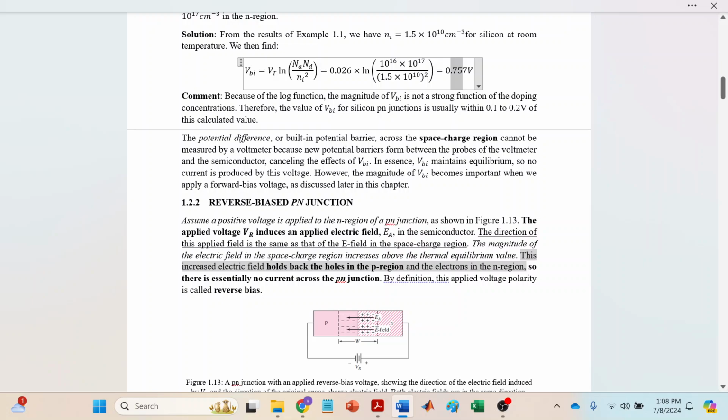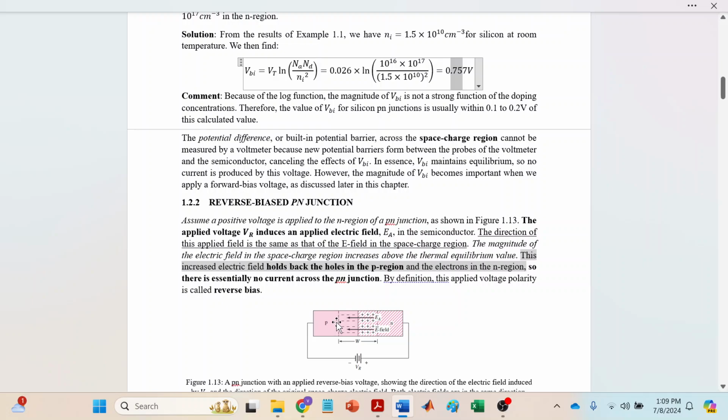This applied voltage is going to induce an applied electric field. Note that this applied electric field is different from the one that has already been induced as a result of the space charge region. It's another one entirely, and its direction is the same as that induced by the space charge region. The magnitude of the electric field in the space charge region is therefore going to increase above the thermal equilibrium value, because initially you have the electric field as a result of thermal equilibrium, and as a result of applying a reverse bias voltage, another electric field has been induced. So definitely the electric field in the space charge region is going to increase.